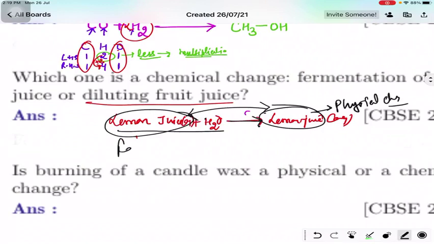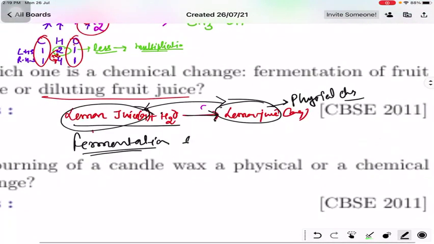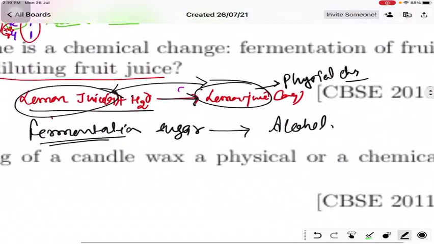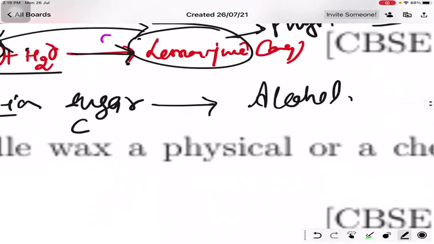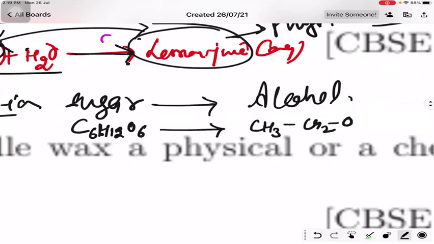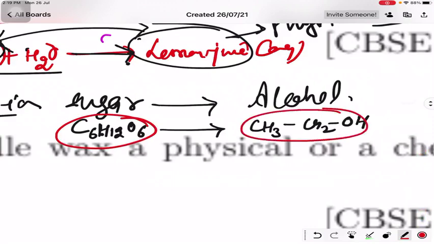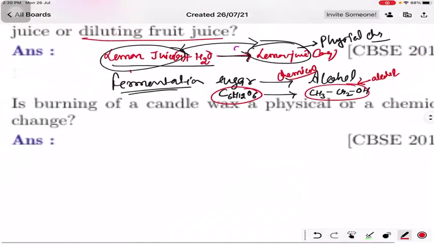Whereas in fermentation, we all know that we are getting alcohol and your juice contains sugar. So sugar is converting into alcohol. Sugar is one compound, alcohol is another compound. Like we have sugar C6H12O6, let it be, it is glucose, whereas alcohol is CH3CH2OH, this is ethanol. So both these compounds are different. We started from this sugar, whereas we are getting this compound. This is alcohol. So there is a chemical change. So your first option is right.